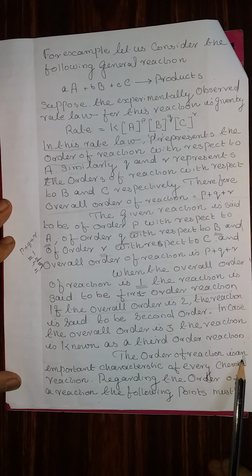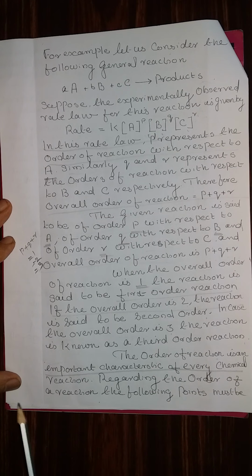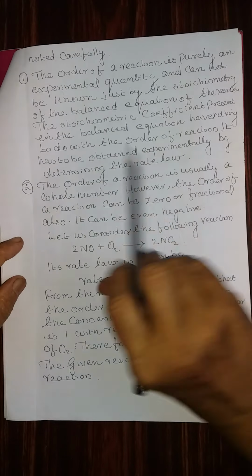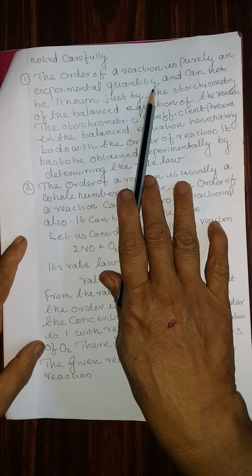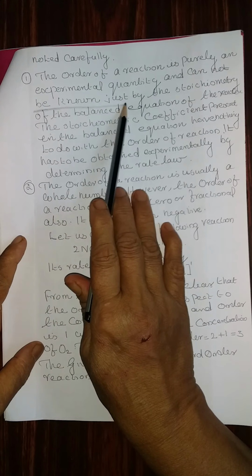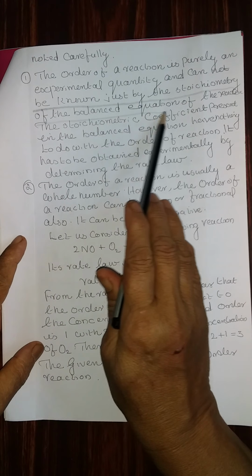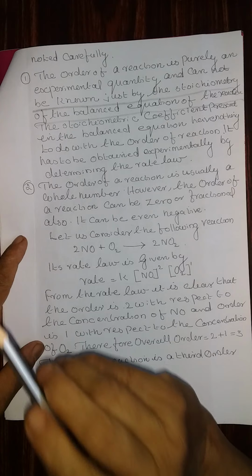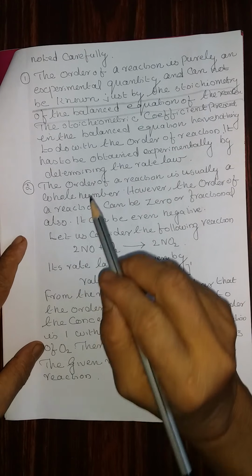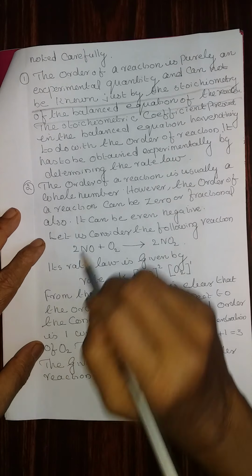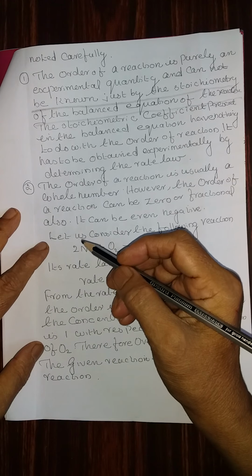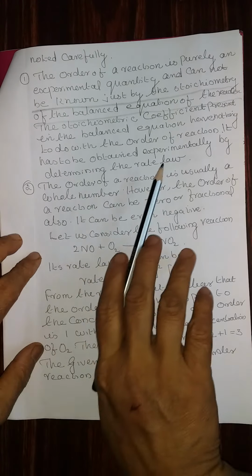The order of reaction is an important characteristic of every chemical reaction. Regarding the order of a reaction, the following points must be noted carefully. The order of a reaction is purely an experimental quantity and cannot be known just by the stoichiometry of the balanced equation of the reaction. That is the first and foremost important point. If you have to determine the order of the reaction, only experimental data will give you the order of the reaction. By simple stoichiometric factors, you cannot determine the order of the reaction.